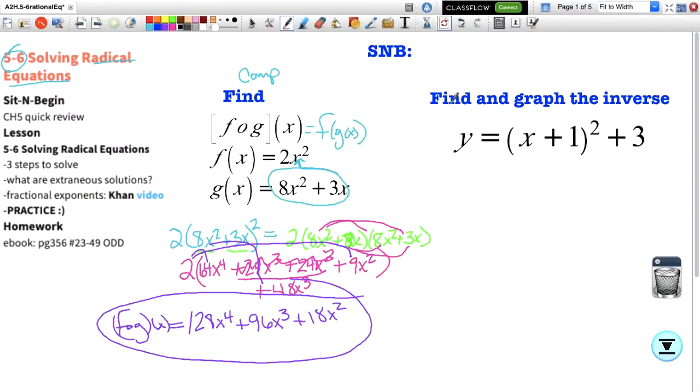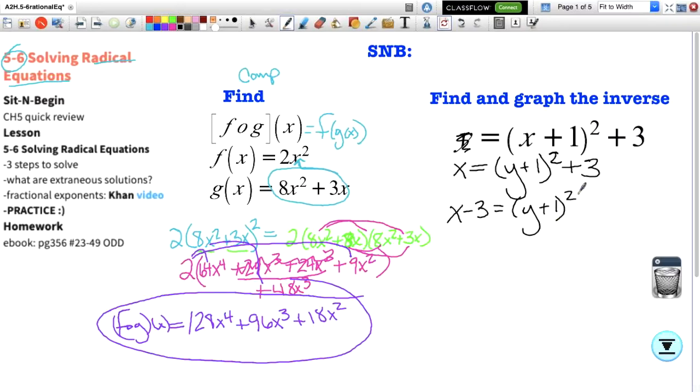Next, I'm asked to find and graph this inverse. So to start off with an inverse, I replace my y with my x, and I replace my x with my y. Then my next task will be to get my y alone and positive, and that's going to be my resulting inverse equation. So before I can get rid of this squared or this 1 or get into that parentheses, I need to get rid of the stuff on the outside, so I'm going to minus 3 minus 3. And I'm left with x minus 3 equals y plus 1 squared.